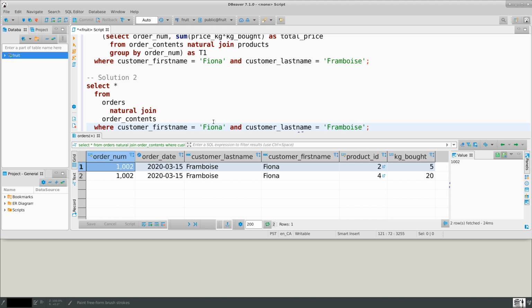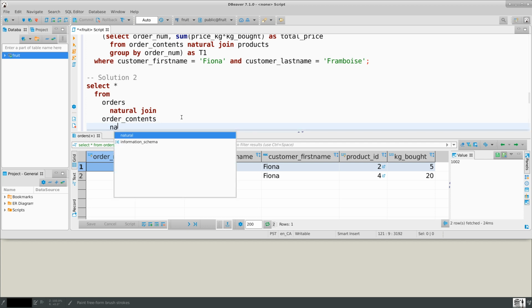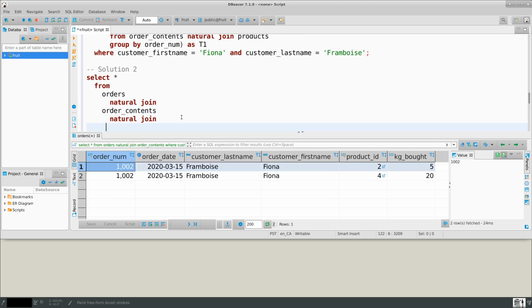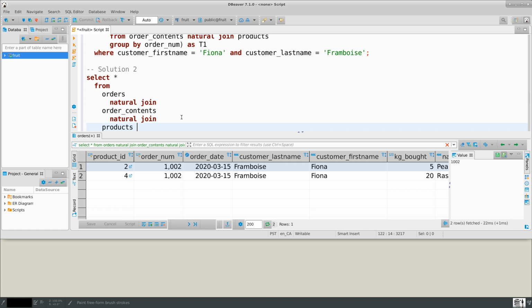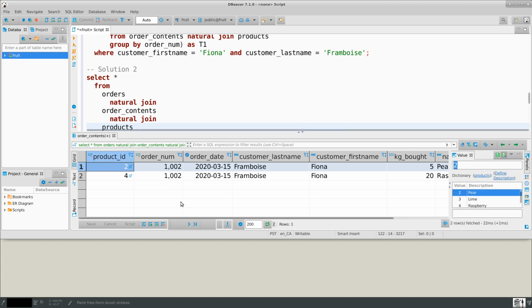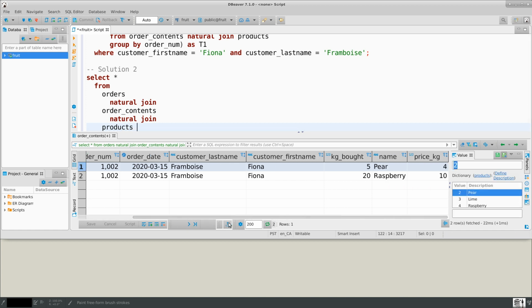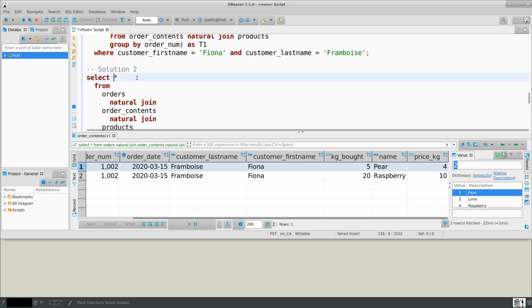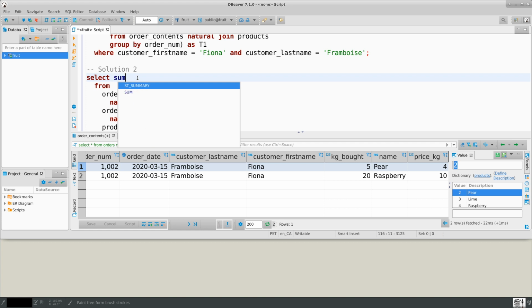Now, in order to get the cost of those products, I need to bring in the price per kilogram column. I've got the number of kilograms purchased, but I don't have the cost per kilogram. So I have to then take the result and do a natural join of that against products. So we'll try that. And now we have this monster of a row, which is going to be product ID and customer name, number of kilograms bought, the name of the product, and the price per kilogram. So I don't want that. I want to narrow that down a bit.